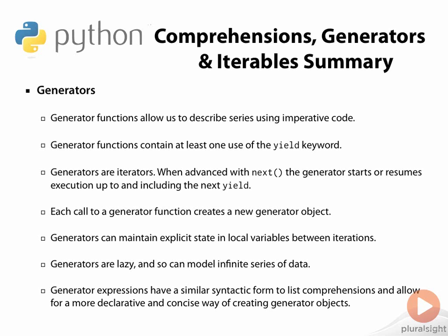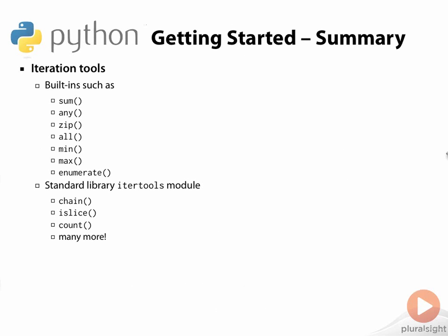Generators can maintain state between calls in local variables, and because they are lazy, can model infinite series of data. Generator expressions are a sort of hybrid of generator functions and list comprehensions. These allow for a more declarative and concise way of creating generator objects. Python includes a rich set of tools for dealing with iterable series, both in the form of built-in functions such as sum, any, and zip, but also in the itertools module.